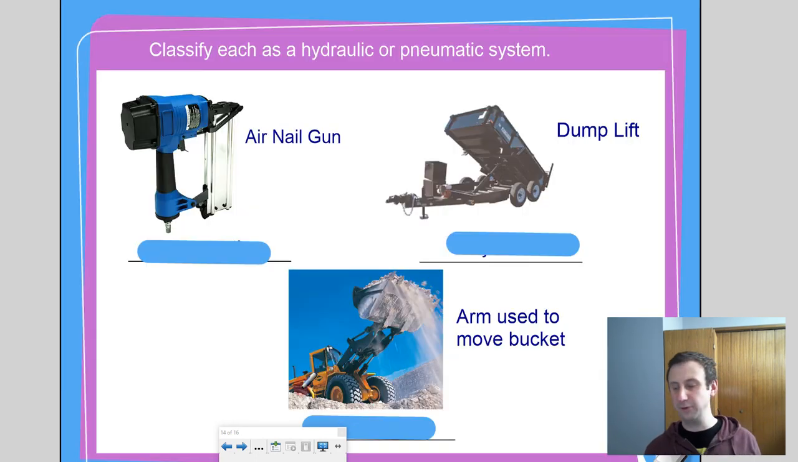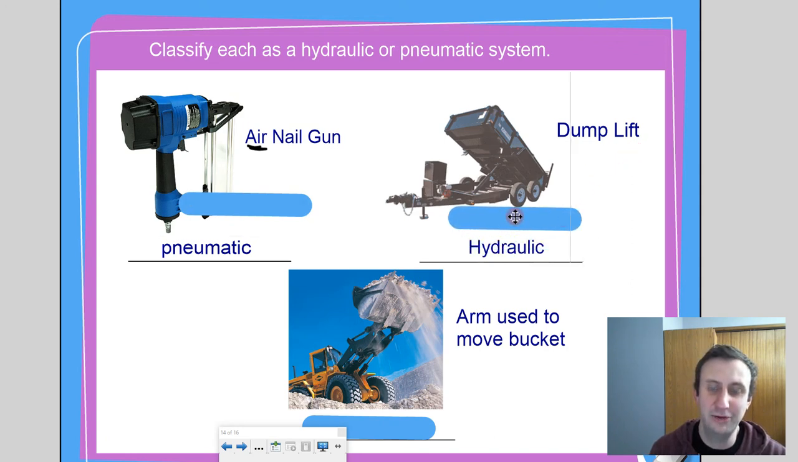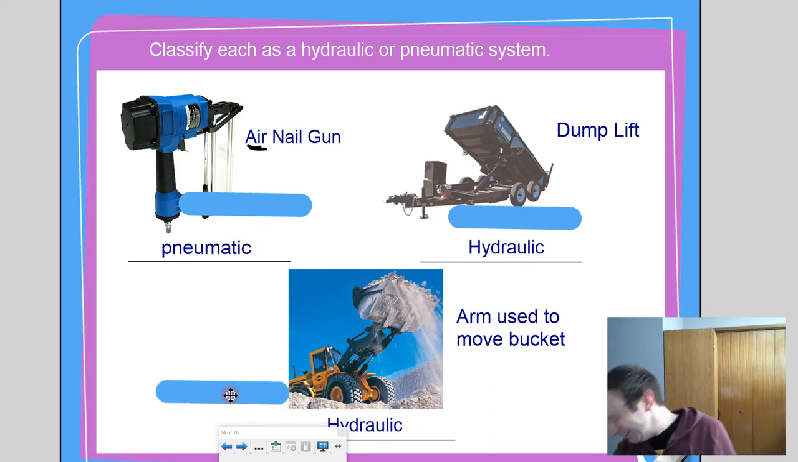Let's take a look at a few different examples and talk about whether each is a hydraulic or a pneumatic system, and try to use what I said: that normally pneumatics have to do with speed, while hydraulics have to do with force. An air nail gun: surprise, surprise, pneumatics. Dump lift: this is going to be hydraulics. The arm used to move the bucket on that excavator dozer thing, I don't know my equipment, this is hydraulics.